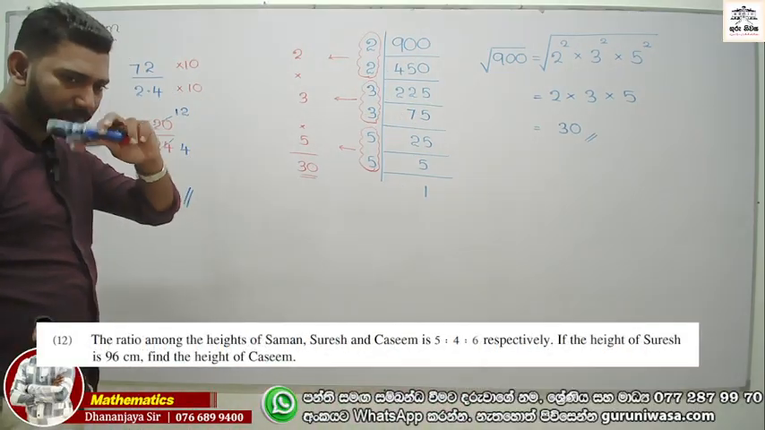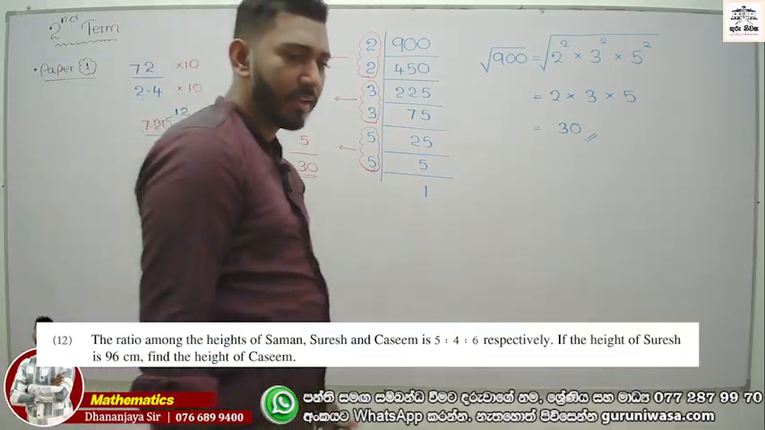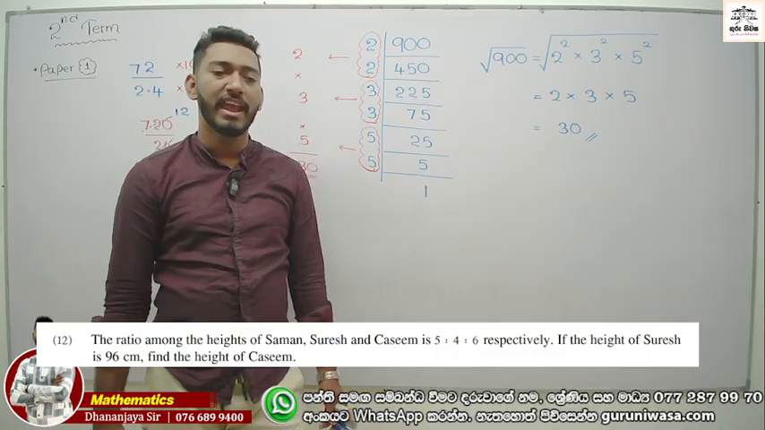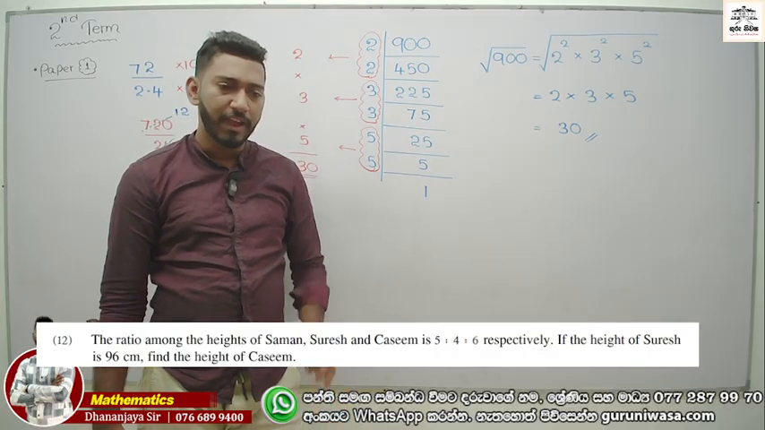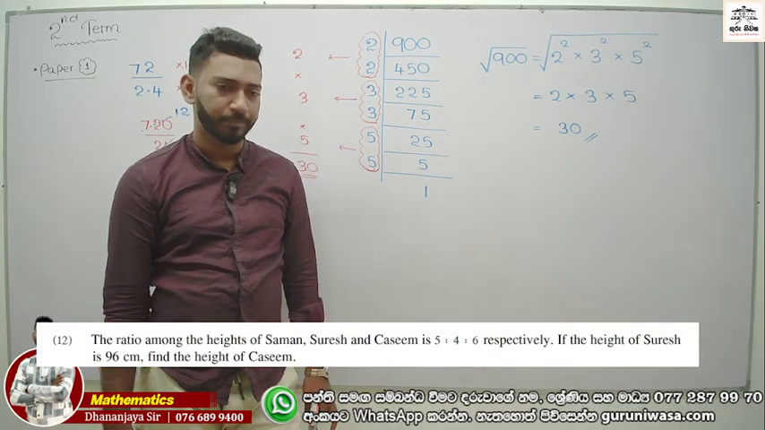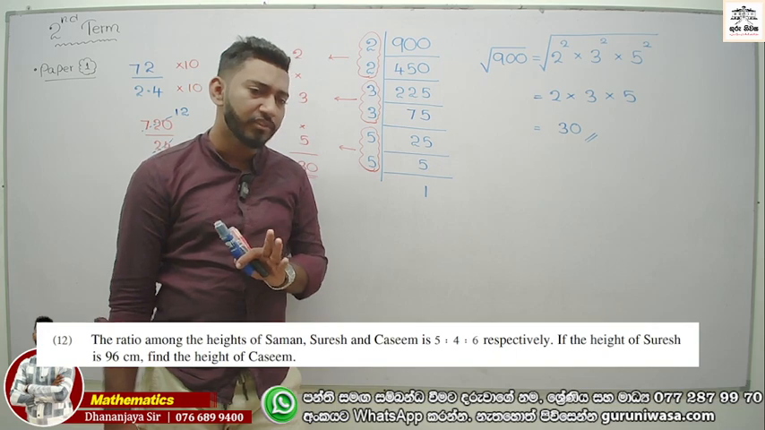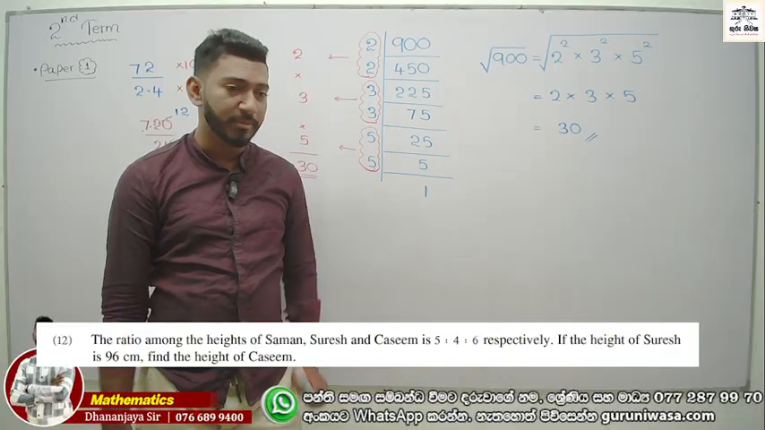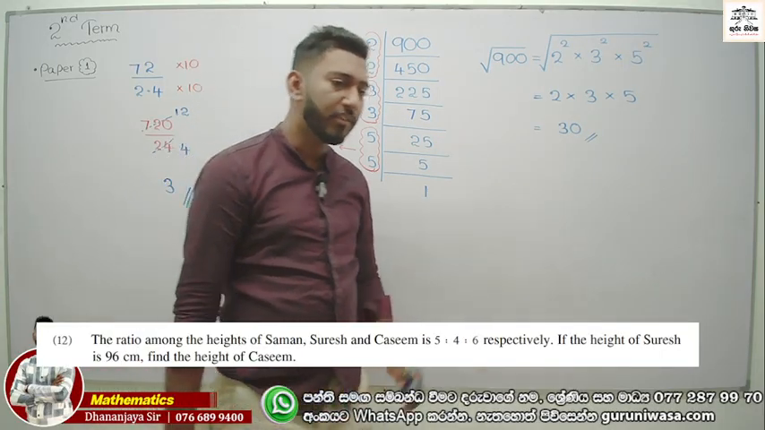Question number 12. The ratio among the heights of Saman, Suresh and Kasim is 5 to 4 to 6 respectively. If the height of Suresh is 96, find the height of Kasim.